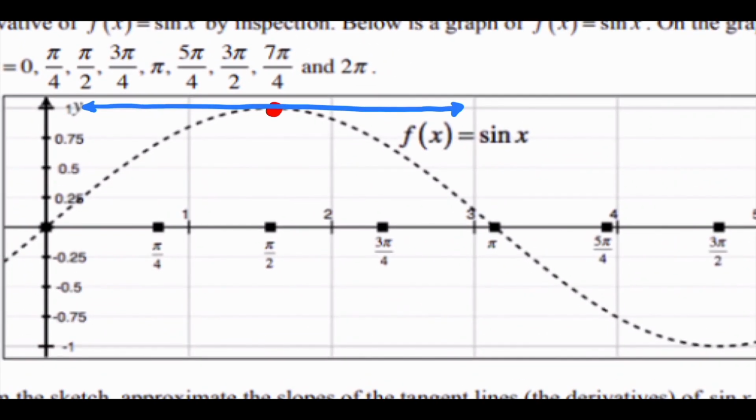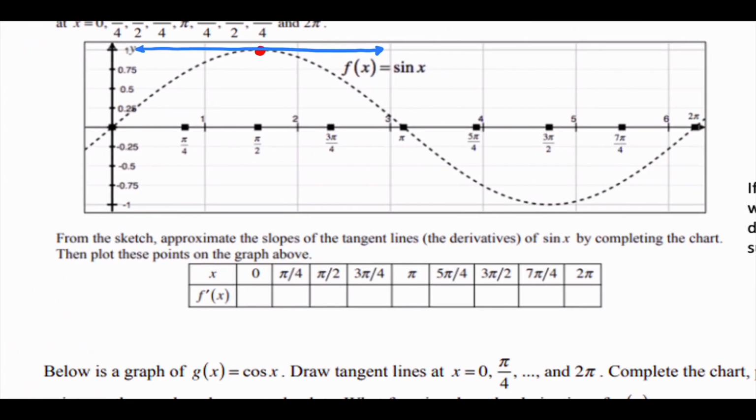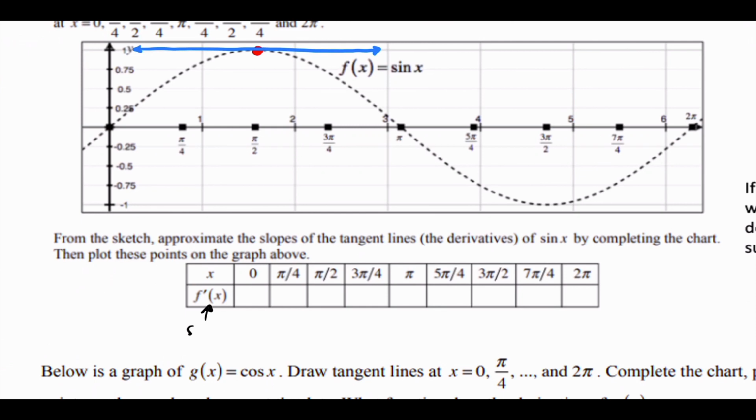Okay? So my next question is, what is the slope of that blue line? 0. Yeah, it's 0. Constant, right? Doesn't go up, doesn't go down. There's no rise, it's all run. It just kind of goes side to side. So we're going to write that in our table. In our table, f prime means the slope. The slope of the tangent line at pi over 2 is 0.